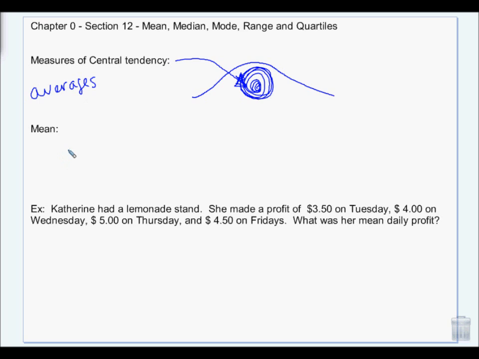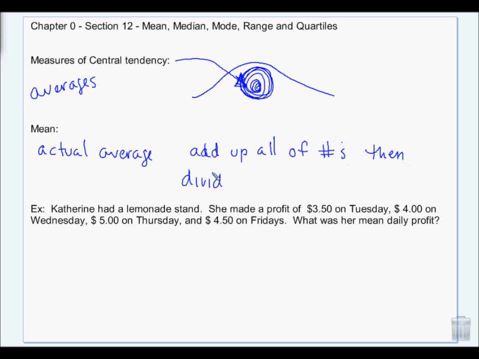Okay, the mean is an actual average. So to find the mean, you add up all of your numbers, and then divide by the number of numbers. I haven't done median mode since like 10th grade, so I don't remember.